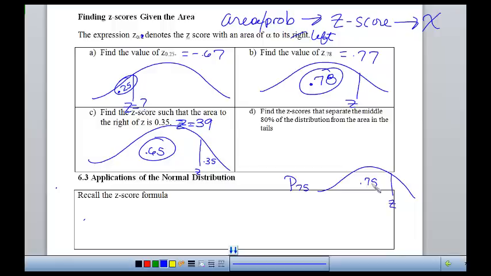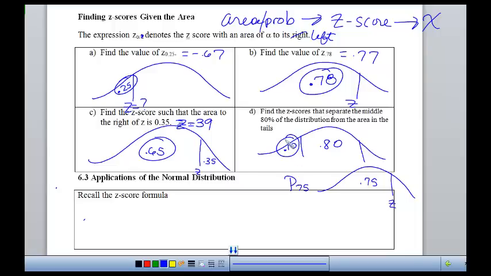All right, and then this one's a little interesting. They want us to find two z-scores. We want to look at the middle 80%. Okay, I've got 80% right there, which means I have how much left over in the tails? 0.2 altogether, and if the 80% is in the middle, then that 0.2 is going to be evenly distributed. So we have 0.1 over here, okay?